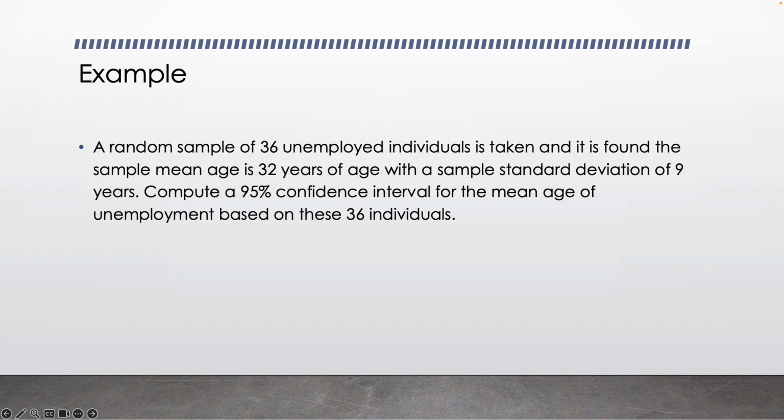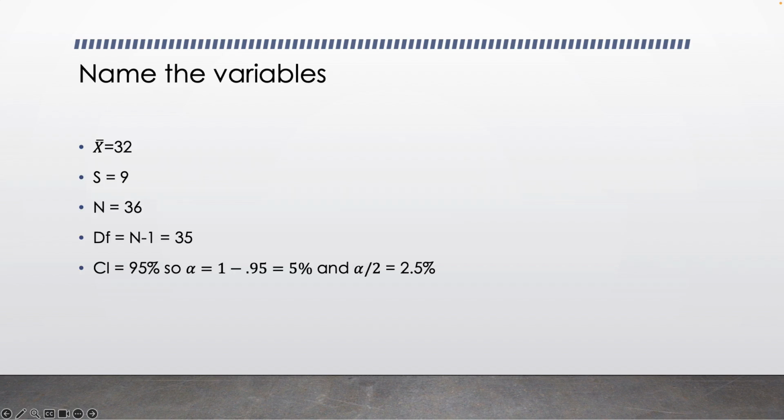Okay. So let's consider this example. A random sample of 36 unemployed individuals is taken, and it's found that the sample mean age is 32 years of age with a sample standard deviation of 9 years. I want to calculate a 95% confidence interval for the mean age of unemployment based on these 36 individuals.